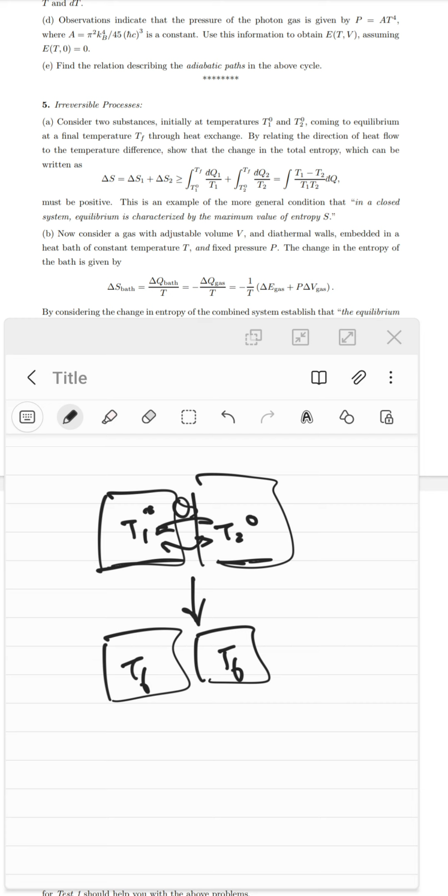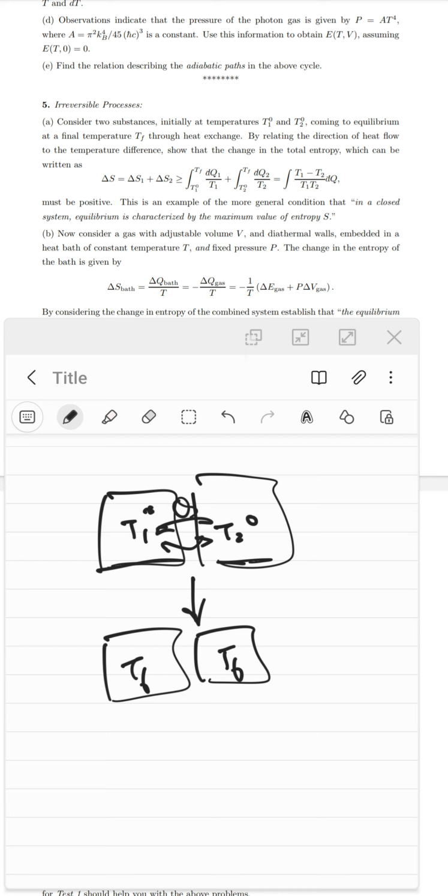Okay, but we're not caring about that, right? I mean, it's an example of the more general condition. We don't want to be deriving the general condition. So now consider a gas with adjustable volume and diathermic walls. So shouldn't we first of all be finding what this TF thing is going to be? I guess so. Anything about the heats given? Nothing really. Yeah.